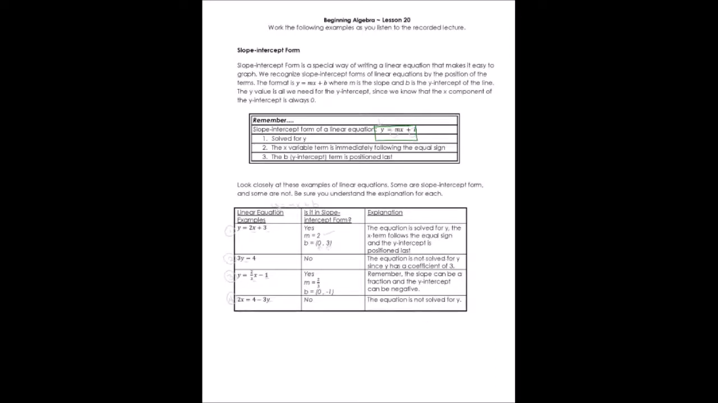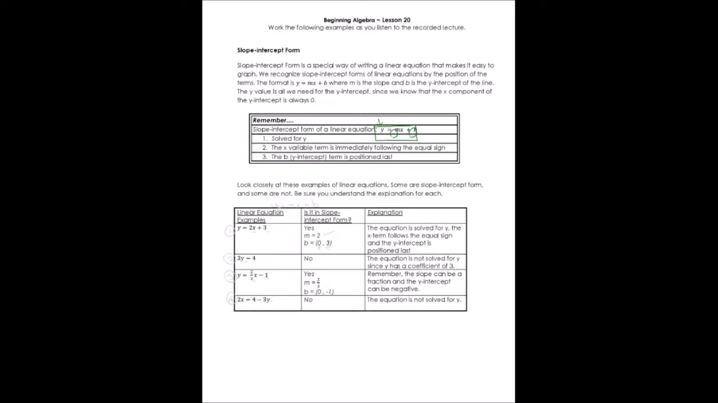It's always solved for y. In other words, y is isolated and all by itself on one side of the equation. And then we have some unusual variables they put in here. They have an m and a b. They represent numbers, and the numbers they represent are the slope and the y-intercept.